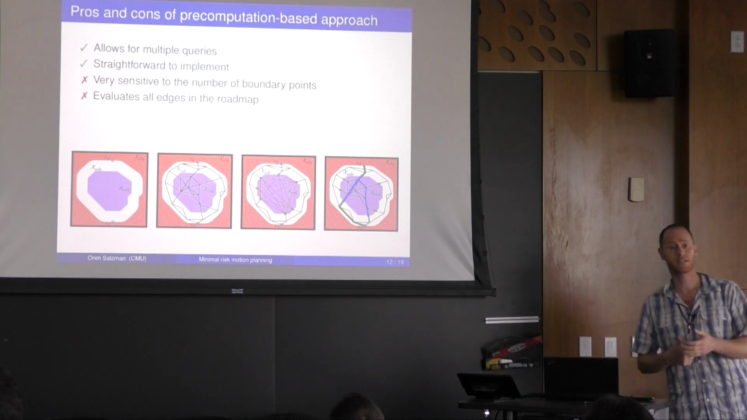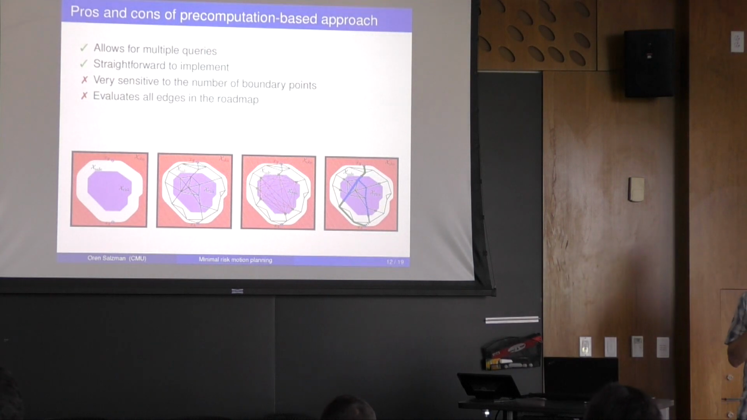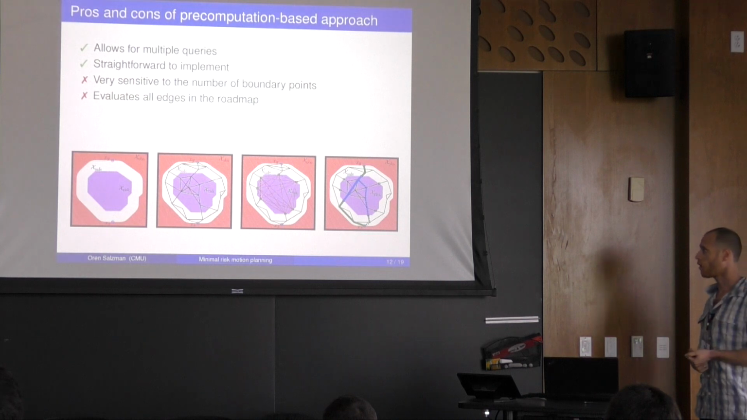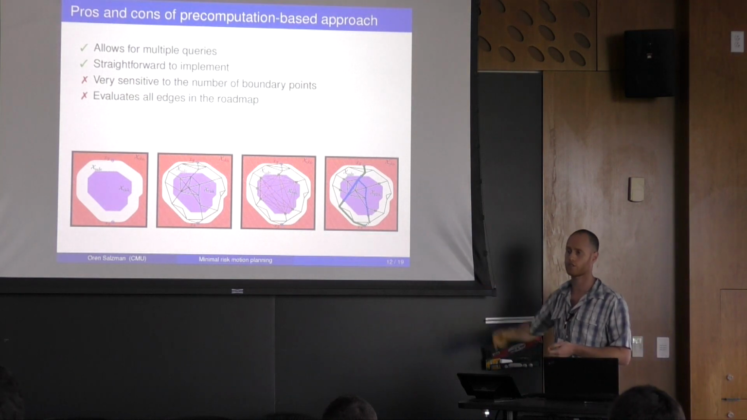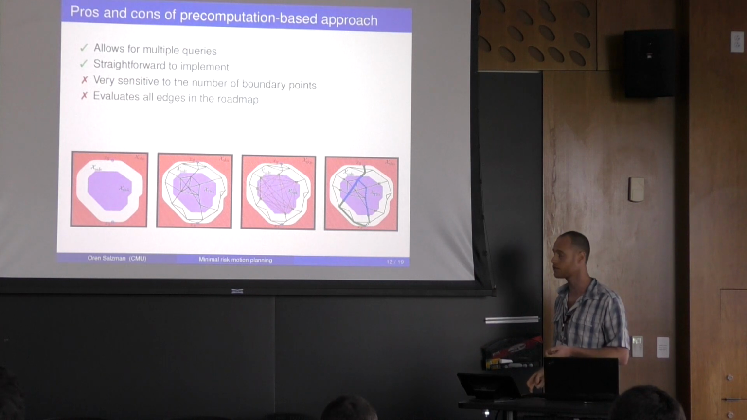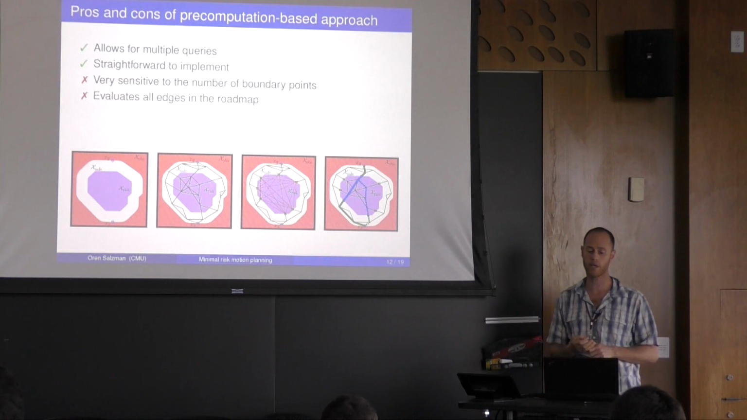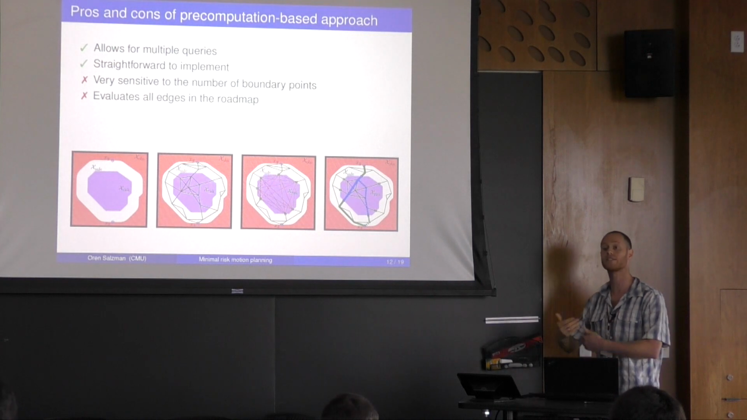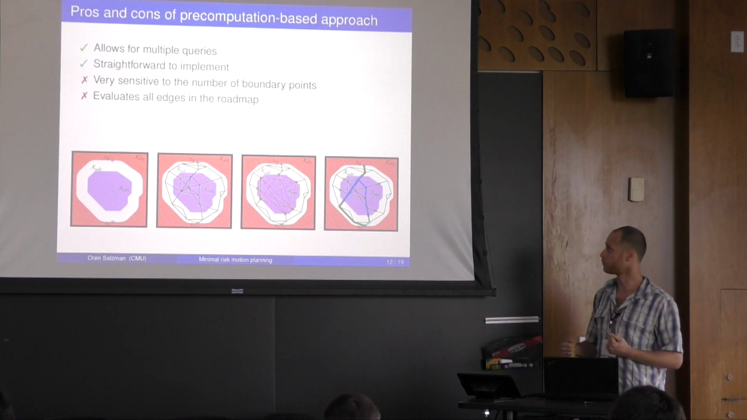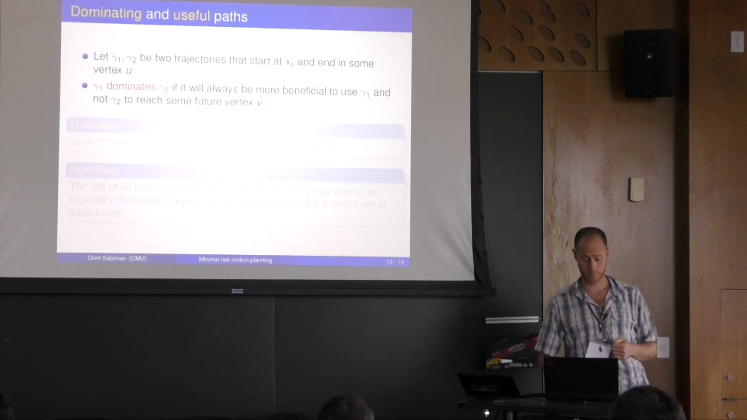So it's nice because this allows us multiple queries and it's straightforward to implement. However, this is super sensitive to the number of boundary points. I'm going to talk about computational complexity in a few slides. And we need to pre-evaluate all edges in the roadmap. And the path planning problem that we considered is kind of a single query. So it takes a lot of time, and we're going to see it.